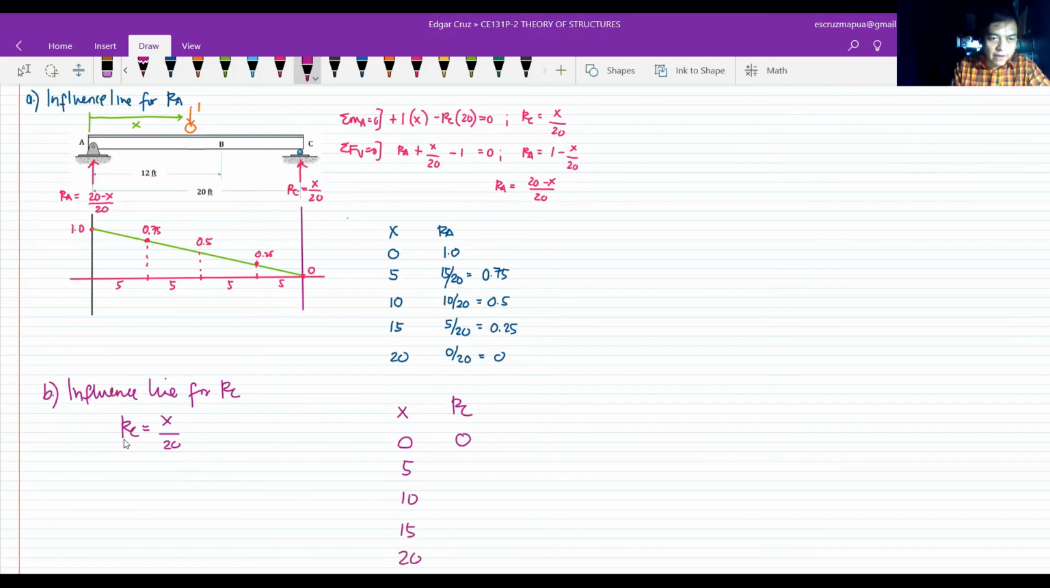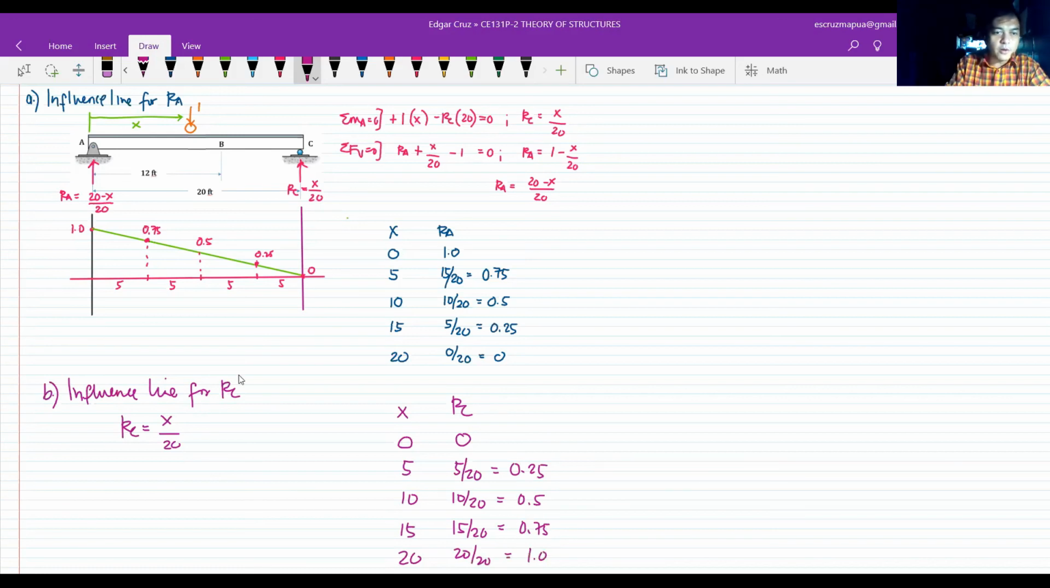Okay, at x equals 5, so substitute natin dito. That would be 5 over 20, which is 1 over 4, or 0.25. When x equals 10, that would be 10 over 20, or 1/2, or 0.5. When x is 15, so 15 over 20, that would be 3 over 4 or 0.75. Then when x is equal to 20, so 20 over 20, that is equal to 1.